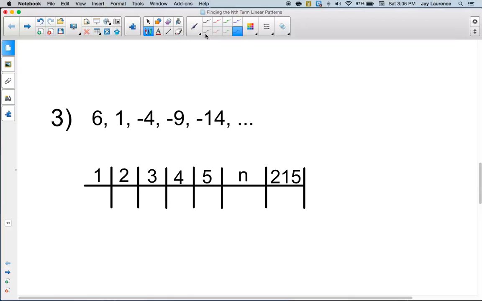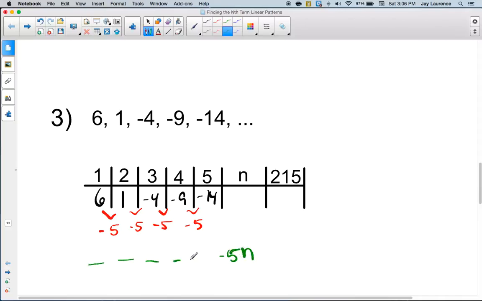So the first thing I'm going to do is copy down the pattern into my table. So I'm going to have 6, 1, negative 4, negative 9, negative 14. Well, let's see here. Looks like these are going down. It's not plus 1, it's minus 5. 1 minus 5 is negative 4. Negative 4 minus 5 is negative 9. Negative 9 minus 5 is negative 14. So that means that this is a linear pattern, but to n, I'm going to multiply it by negative 5. Yeah, it's going to be minus 5n.